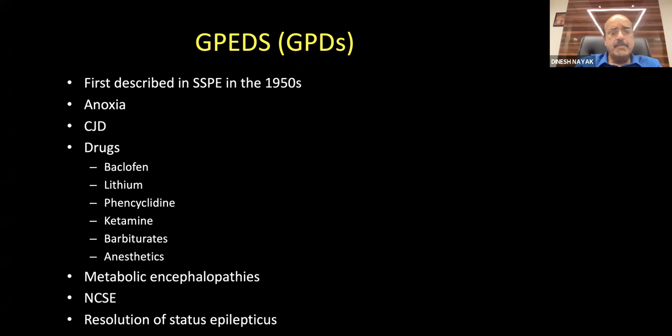That's what is important. Metabolic encephalopathies, non-convulsive status epilepticus, and during a resolution of status epilepticus. If you have a generalized status epilepticus, when it resolves, it usually leads on to a non-convulsive status epilepticus before it becomes normal. So that is what GPEDs is.